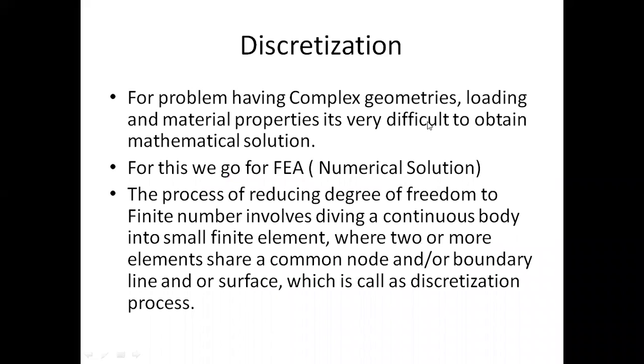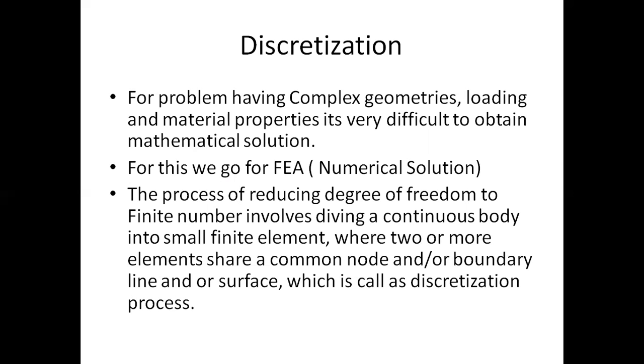Next, discretization. What is meant by discretization? Okay, you know that FE is a numerical solution, and it is used for complex geometry, complex loading condition, and complex material properties. Means complex geometry, or loading condition having force, then temperature from outside of the body, then pressure. These are complex loading conditions. And complex material property means the part is made up of two or three materials.